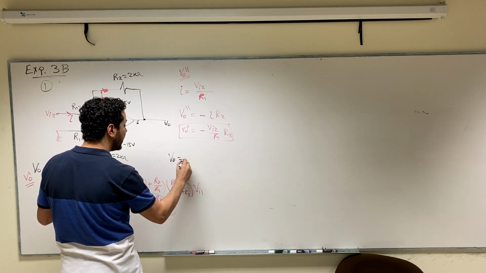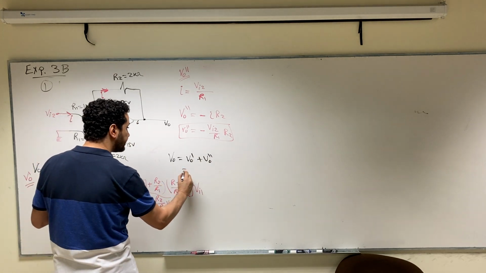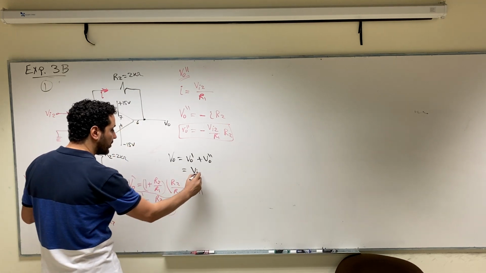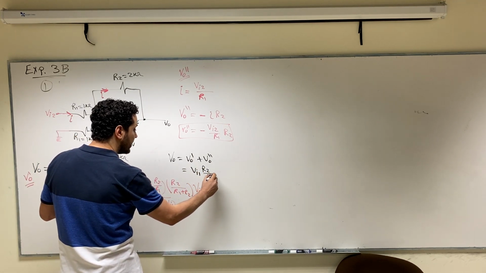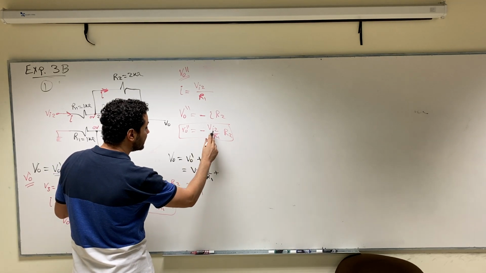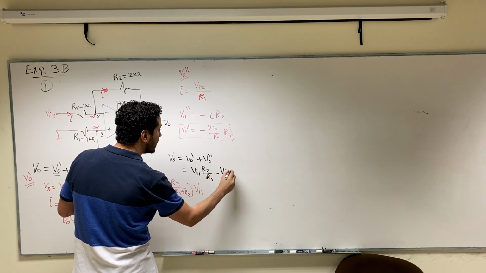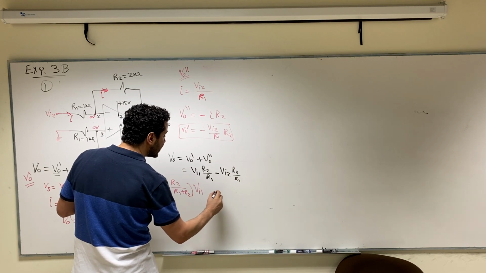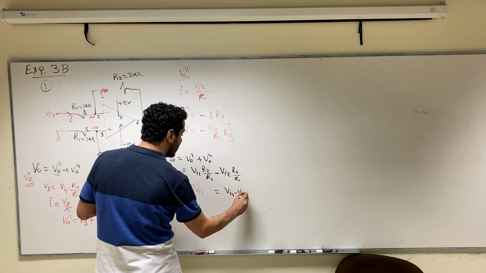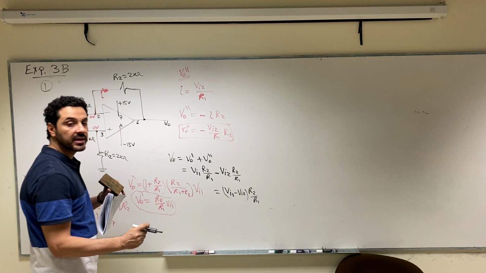V output total equals V output dash plus V output double dash, which is V input 1 multiplied by R2 over R1 plus V output double dash, which is V input 2 with negative sign, so it will be negative V input 2 R2 over R1. So basically, V output will be V input 1 minus V input 2 multiplied by a constant R2 over R1. That's why we call this circuit the difference amplifier.